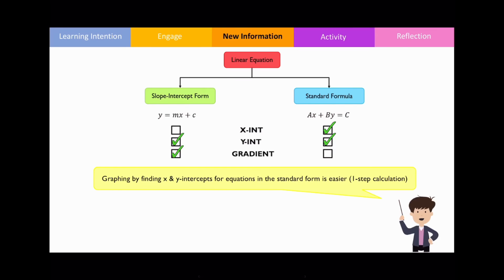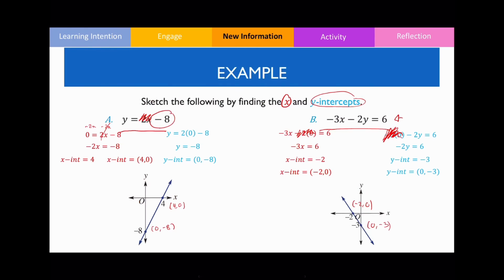Okay, now in that example again, I've just shown you that if you're trying to find the x and y intercepts and you're graphing it by using the x and y intercepts, it's a lot easier if the equation was already expressed in the standard form. But as I've shown you before, when it's in the slope intercept form, this is going to take a bit longer because obviously you have to rearrange. So this just takes one extra step, but obviously you can find the x-intercepts for both forms, okay?